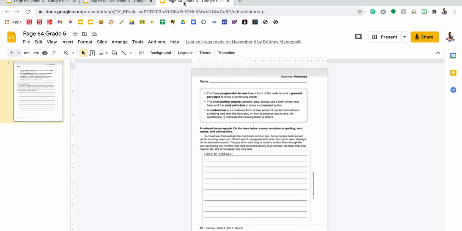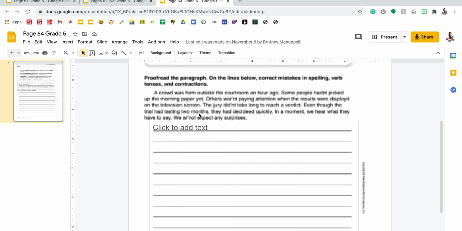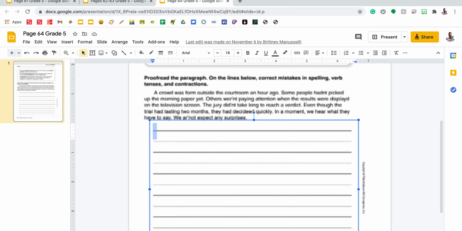Your last page will be assigned and due on Wednesday. The box at the top just goes over the rules from the previous pages. And the directions state to proofread the paragraph. On the lines below, correct mistakes in spelling, verb tenses, and contractions. Let's take a look at the first sentence. A crowd was formed outside the courtroom an hour ago. I see a mistake in the verb tense of form. It should be in the progressive form, which would be forming. So when I retype that sentence, I will change form to forming.